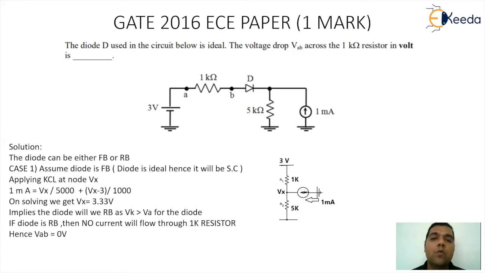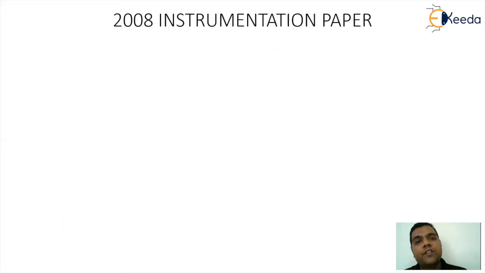Now if I go to the original diagram, at the node where the 5 kilo ohm is connected, the node potential is 3.3 volt, which is bigger than the source voltage of 3 volt connected to the anode. This implies that the diode D will be open circuited because it will be in the reverse bias state. Then no current will flow in the 1 kilo ohm resistor, and hence the voltage drop across the 1 kilo ohm resistor will be 0, so VAB will be 0 volts.